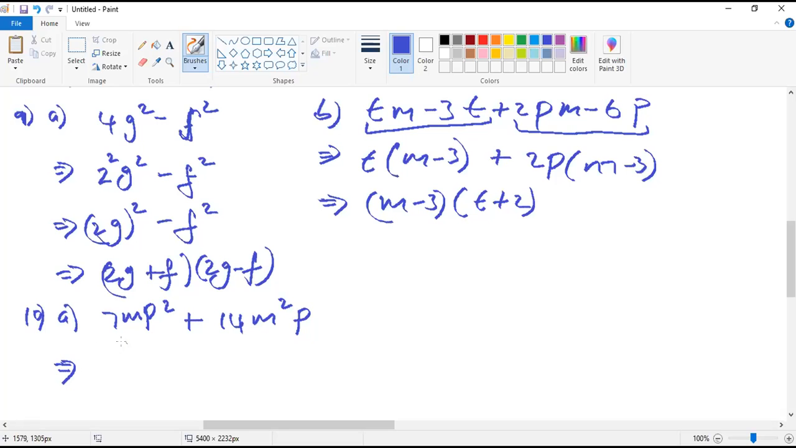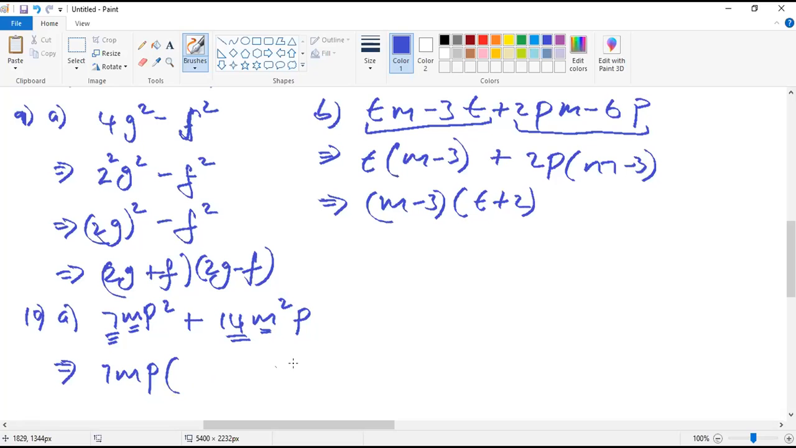So what about the highest common factor for the numbers? We have 7 and 14. The highest common factor in this case is 7. When we look now at m, we have m squared. The highest common factor is just m. We have p squared and p. The highest common factor is just p.